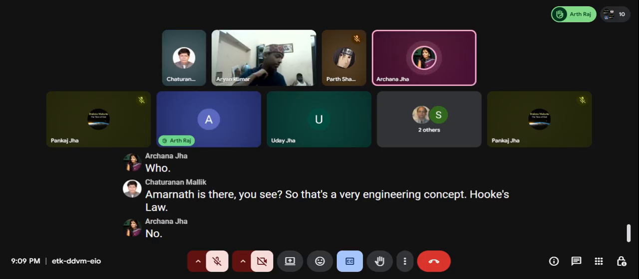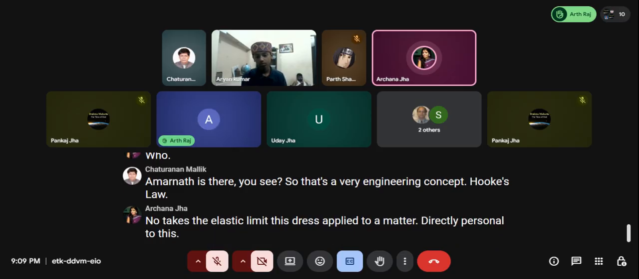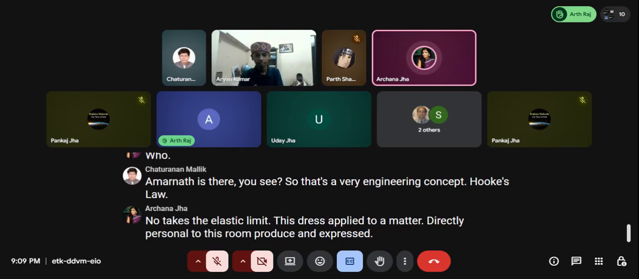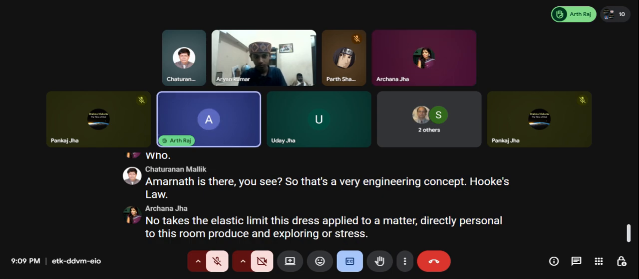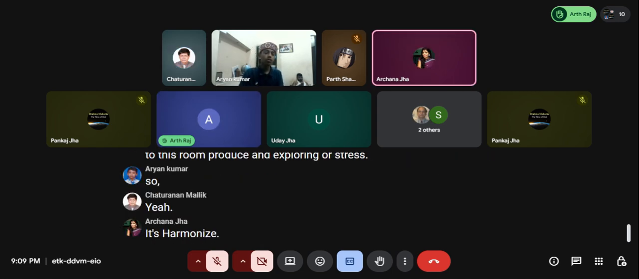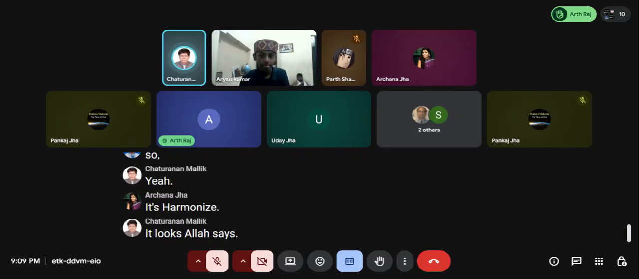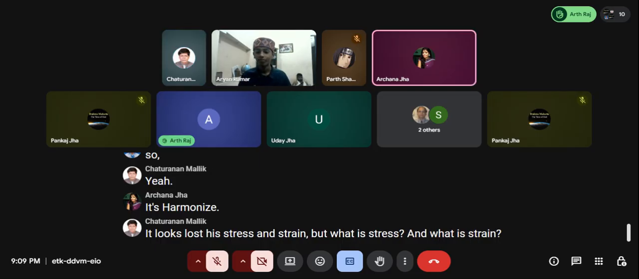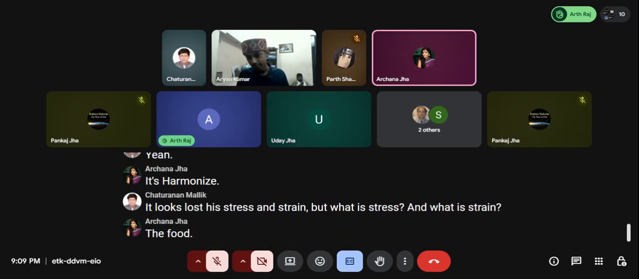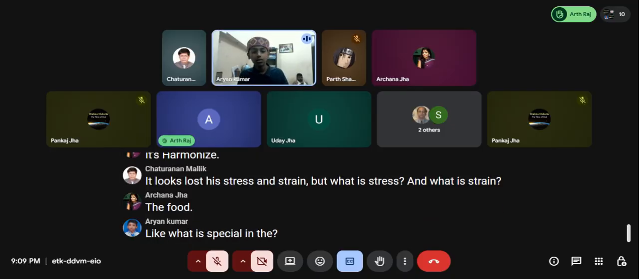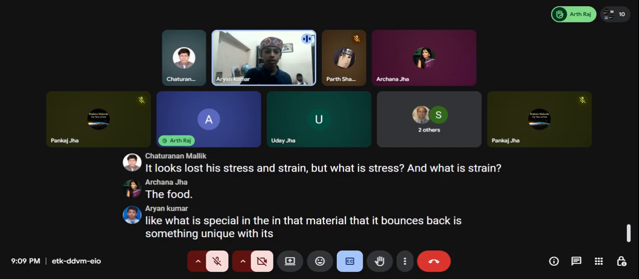Sir, Hooke's law states that within the elastic limit, the stress applied to a material is directly proportional to the strain produced. Hooke's law says stress and strain, but what is stress and what is strain? Like, what is special in that material that it bounces back? Is something unique with its molecular structure, or what?